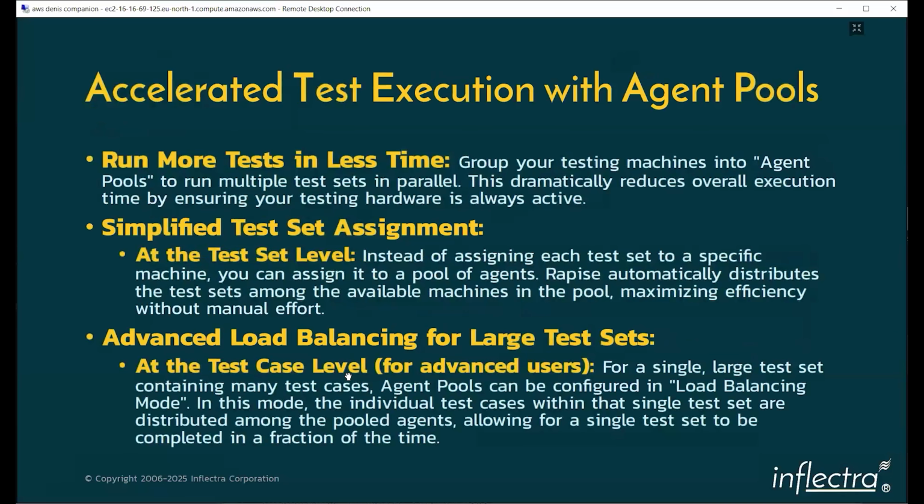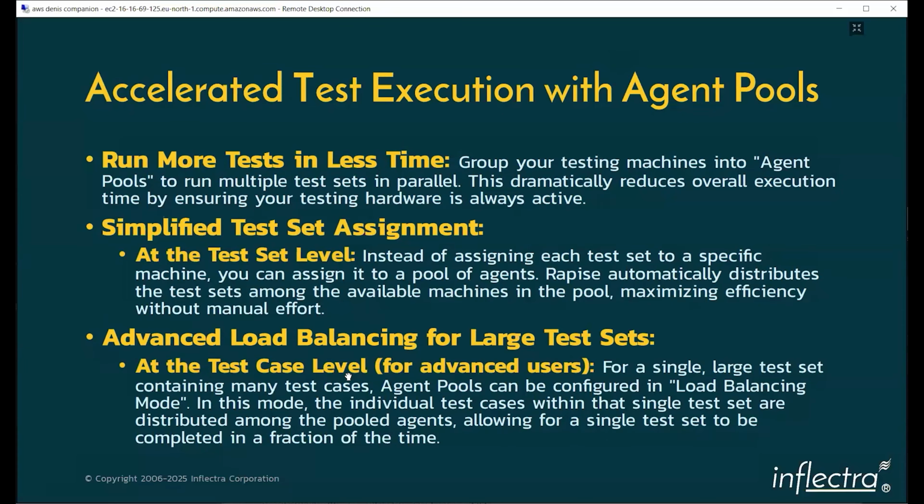So the next thing is agent pools. What is an agent pool? Before rapise 8.5, you had to assign different names to all the machines inside your environment that are executing rapise tests. And then you had to go to every test set and assign it to a specific machine where you want to run it.